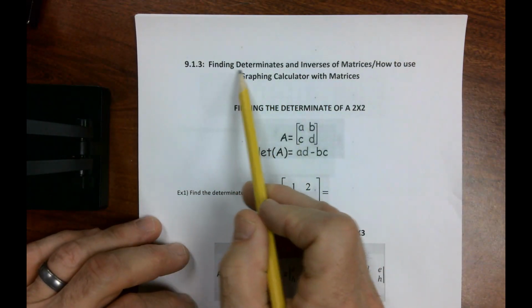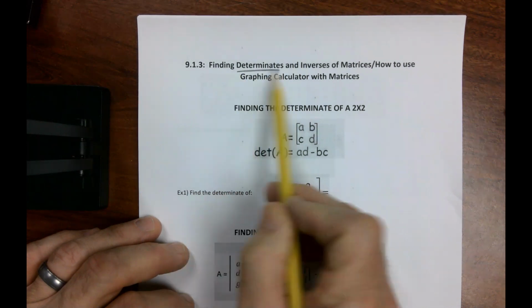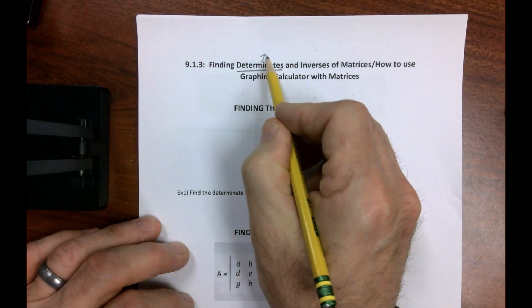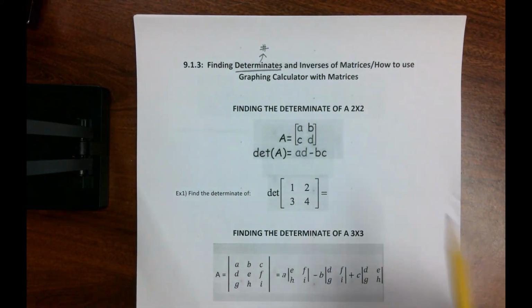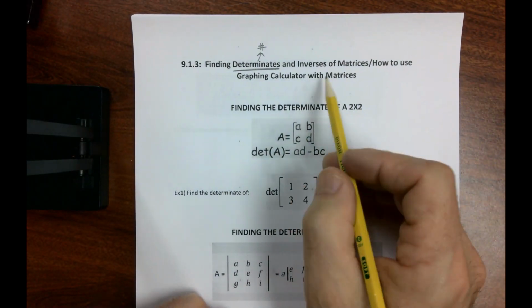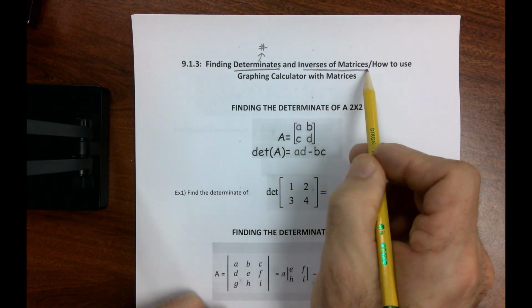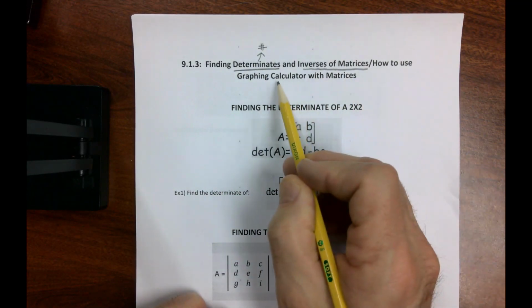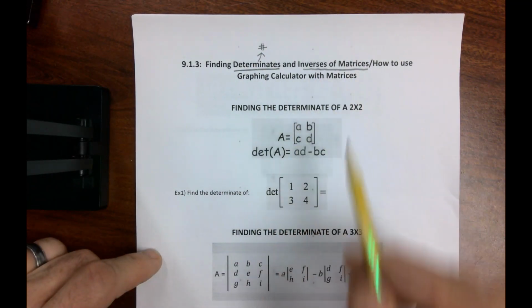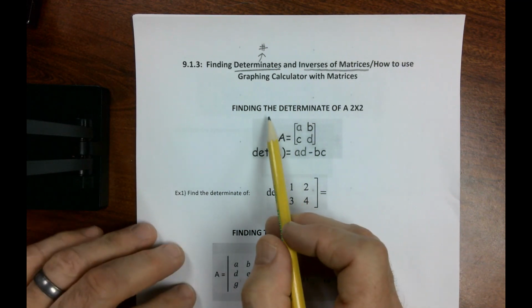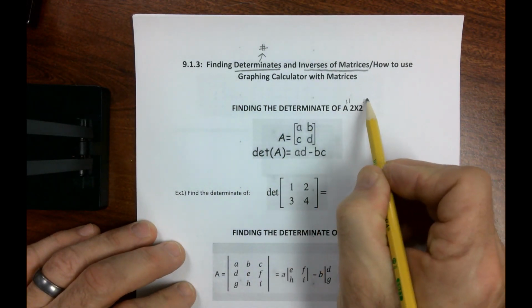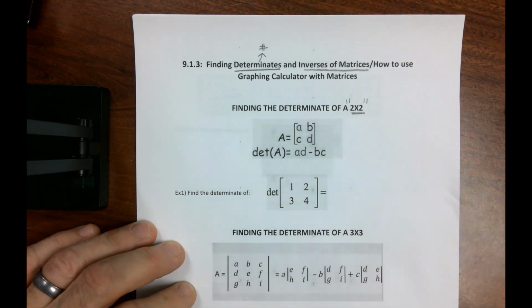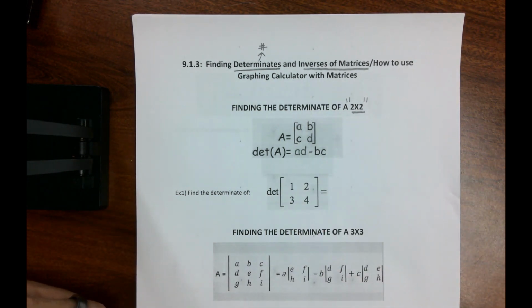Title: Finding Determinants. I just want you to know that a determinant is just a number. Keep that in mind. And the inverses of matrices. And then how to use a graphing calculator with matrices. So, this says, finding the determinant of a 2 by 2. Now this is a specific skill for a 2 by 2. It's very simple, but it's specific for a 2 by 2.